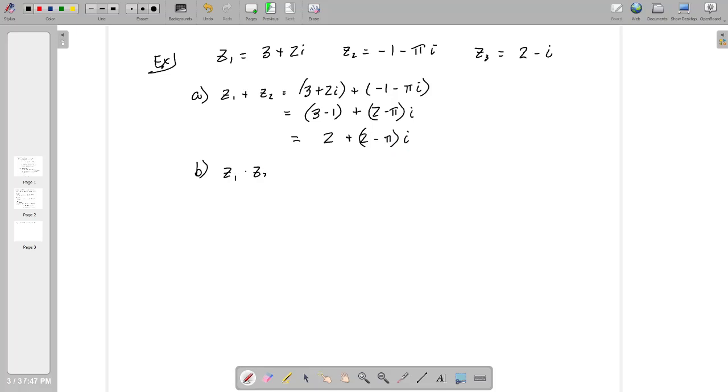Now z1 times z3. So we're looking at 3 plus 2i times 2 minus i. Now we can just distribute like we did when we showed the multiplication rule, but we can also FOIL. First, outer, inner, last. And multiply all of those together. 3 times 2, plus 3 times the negative i, plus 2i times 2, plus 2i times the negative i.